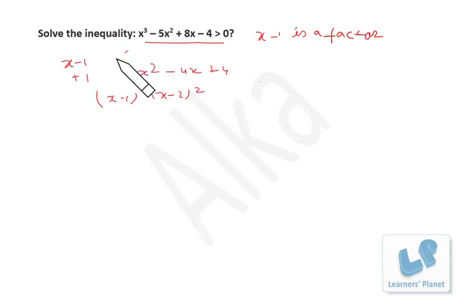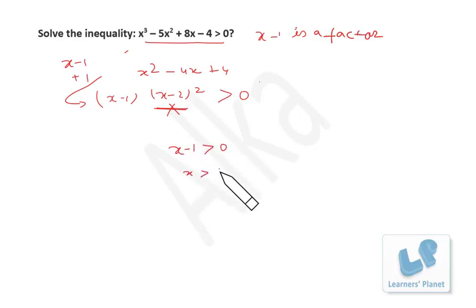So this expression has been converted to x minus 1 into x minus 2 whole square. Now since we want it to be greater than 0, the factor x minus 2 squared has an even power, so it will not make any impact on the expression being positive or negative, even if x takes any real value. Okay, so we just have to skip that and solve this.